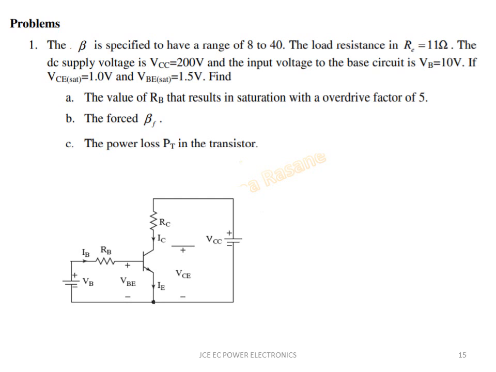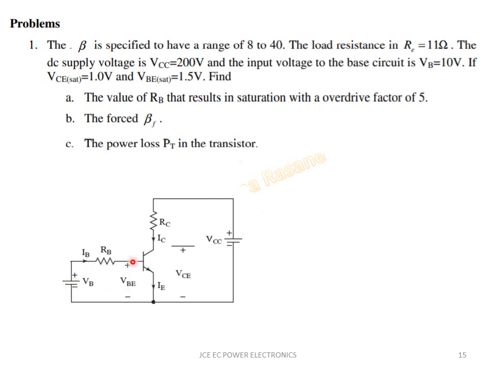Let us look at the first problem. The BJT is specified to have a beta range of 8 to 40. Please follow this circuit also when you are reading. The load resistance RC is 11 kilo ohms. The DC supply voltage is 200 and the input base voltage is 10.